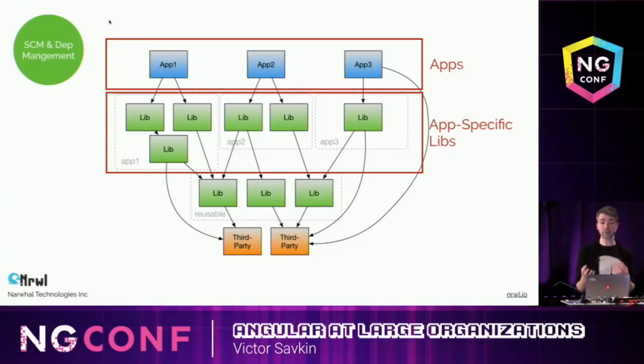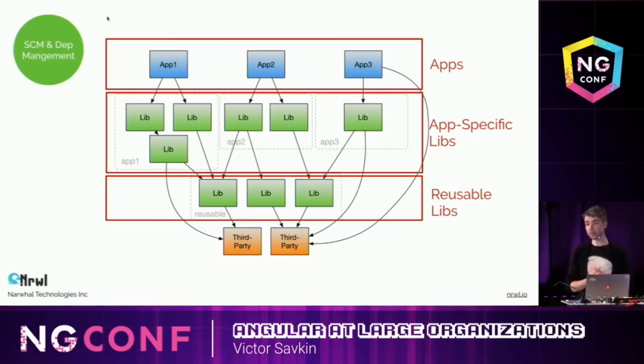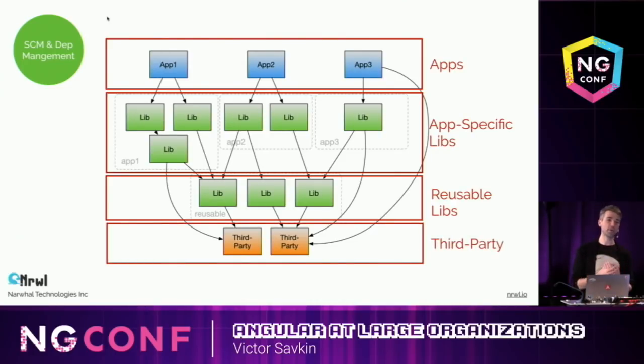There are app-specific libs. Those are sections of your apps you want to build independently and test independently. They usually have owners. You build a section of your app, you put some router in there, some business logic, and you then plug it into some app. There are reusable libs, like components, utilities, services, sometimes some NgRx stuff as well. And there are third-party libraries and tools.